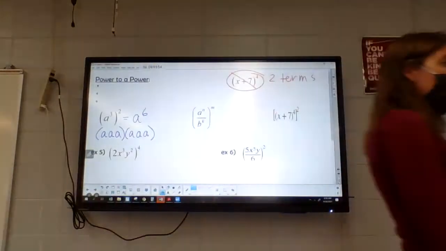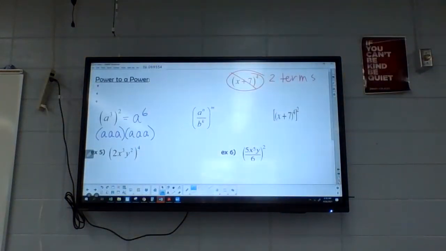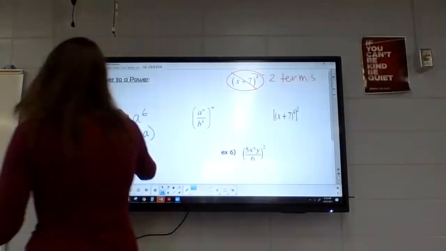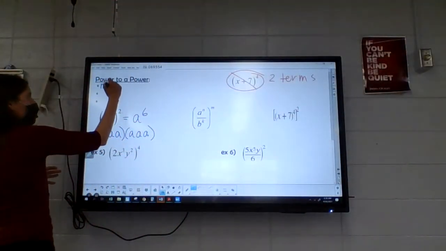On the front side, we added the exponents because they were two different bases. Here we're multiplying the exponents. So trying to keep those two separated. So we're going to multiply the exponents.